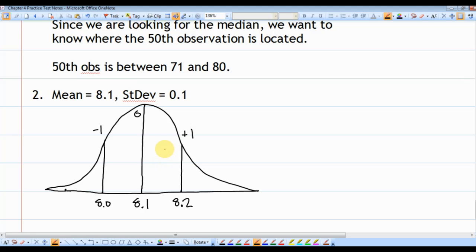Next, we're going to have to take a look over here. That has a z-score of -2, and 8 minus 0.1 is 7.9. Here we have a z-score of +2. 8.2 plus 1 standard deviation is 8.2 plus 0.1, which is 8.3. So basically we want to find the area here.